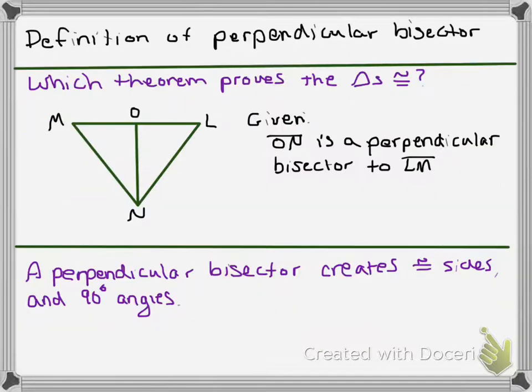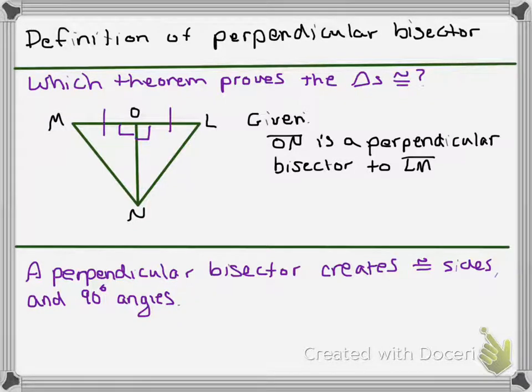Now let's look at one more. Definition of a perpendicular bisector. So we basically got the same thing flipped over, and we're given ON is a perpendicular bisector to LM. Alright, so here's ON, and here's LM. So we know it's going to bisect LM. So ON is a perpendicular bisector to LM, so that means we know that MO is congruent to OL, and because it's a perpendicular bisector, it is creating 90-degree angles, so we know that as well.